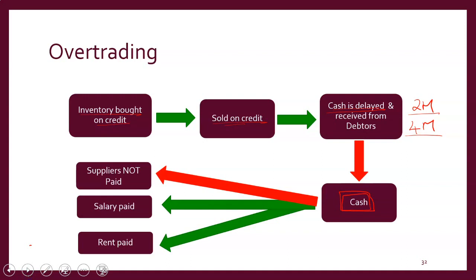So now the company has to pay salary. There is no other go, or else the employees will quit. Rent has to be paid, or else we have to quit the office. So the company negotiates with the suppliers to delay the payment furthermore. So the payment to the supplier is delayed. If the customers are going to delay, we have to delay our suppliers.